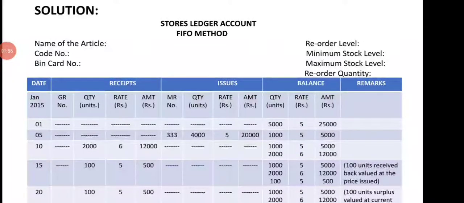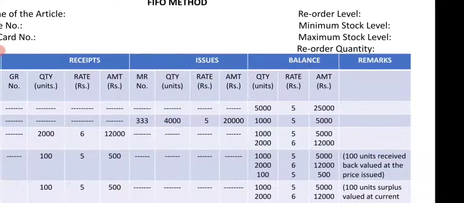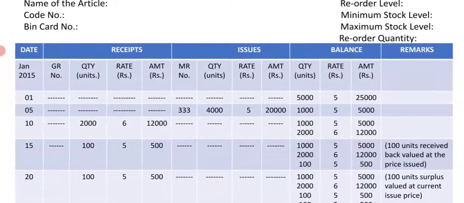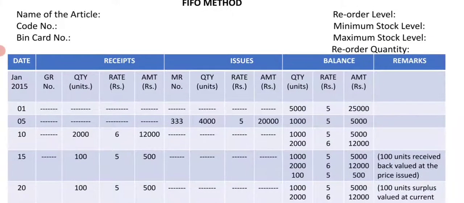First we will write down the format of the store's ledger account. On the top we will write down the store's ledger account. If any company's name is given, we should write down the company's name first, then the store's ledger account and then the method followed. In this session we have followed the FIFO method. On the left hand side we will write down the name of the article, code number, bin card, and on the right hand side we will write down the reorder level, minimum stock level, maximum stock level, and reorder quantity.